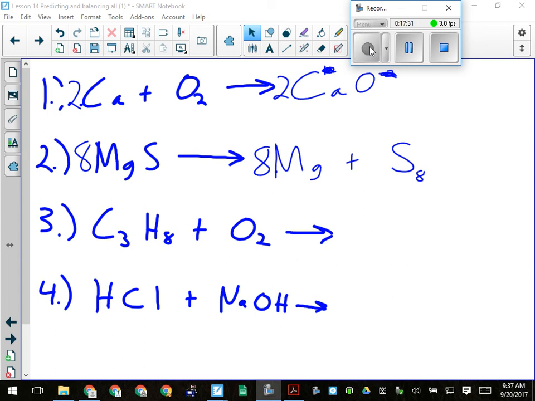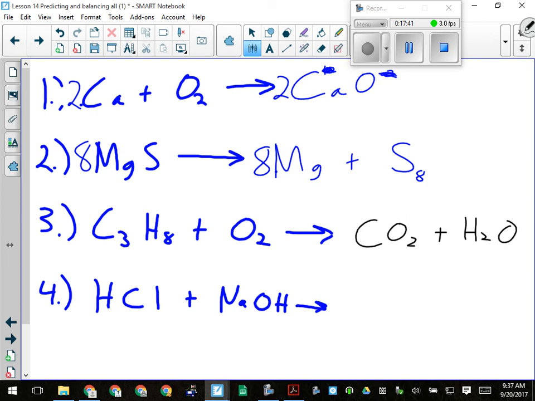So number 3, what kind of reaction? Combustion. What are always the products of combustion? CO2 and water. Do I need to apply the rule of 2 to this one? No, it's got an odd number. So I'm going to put 3 over here. I've got 8 hydrogens. Now I've got 8 hydrogens over there. I have 6 oxygens in the carbon dioxide, 4 more in the water, for a total of 10.